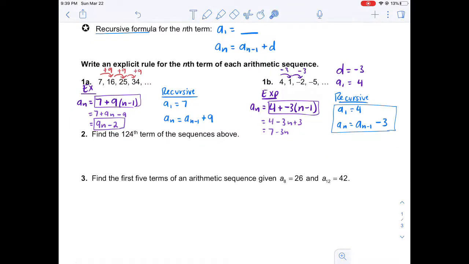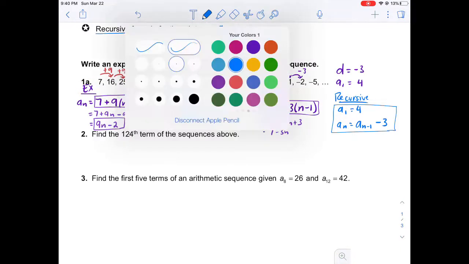So now moving on to number 2, they ask us to find the 124th term of the sequences above. So you could say it's pretty easy to just add 9. If I asked you to find the 10th term, I already know the first 5. It's not that much work to keep adding on 9, but if I were to keep adding on 9 124 times, that is going to be a lot of work and something we don't want to do, and that is where these explicit formulas come in to be helpful.